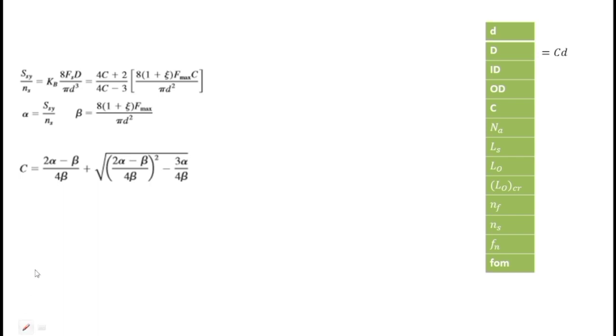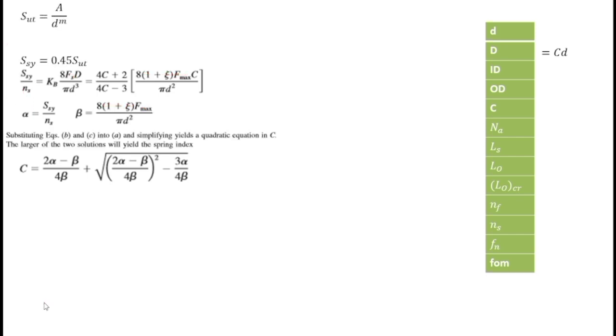But here you know that this formula is for the static load. We want this design for the dynamic load. So for that, when you replace this SSY by SSE, then you must replace this NS with NF. This will be equal to the alternating stress produced in the spring. So if this is the alternating stress, then here instead of Fs you will have to put Fa. Now alpha will be equal to SSE divided by NF, and beta will be equal to 8 Fa divided by pi d square. So this is how you will have to calculate the value of C.